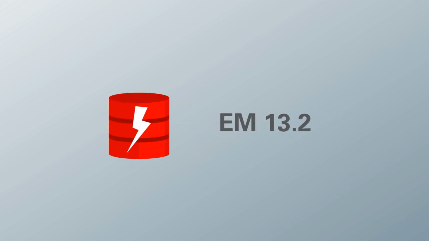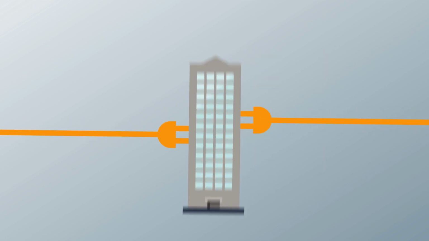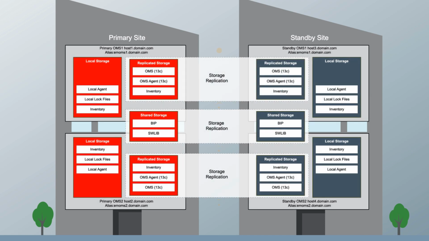After the upgrade, OMS patching and upgrade will only need to be performed at one site, and plugins will only need to be managed at one site. If you have an existing Oracle Enterprise Manager 12c implementation that uses the standby WebLogic domain DR architecture, you will need to transition to the storage replication DR architecture before implementing DR in EM 13c.